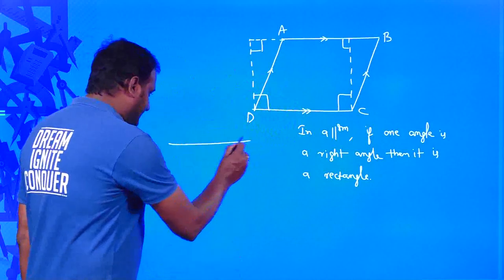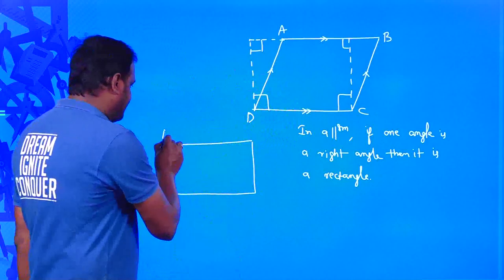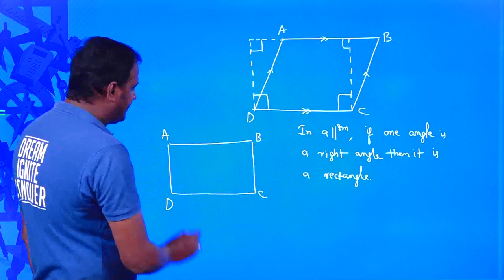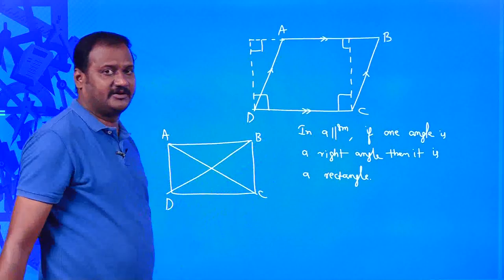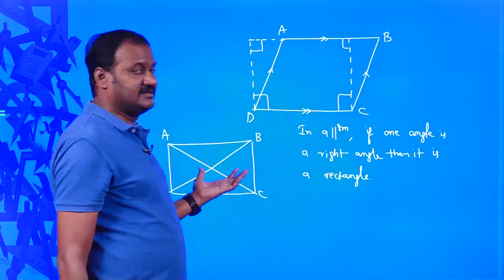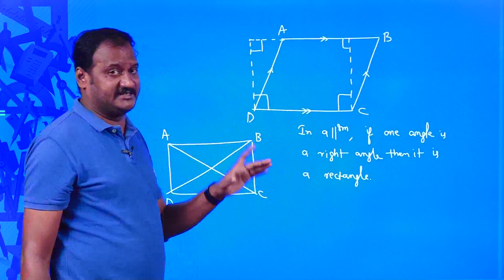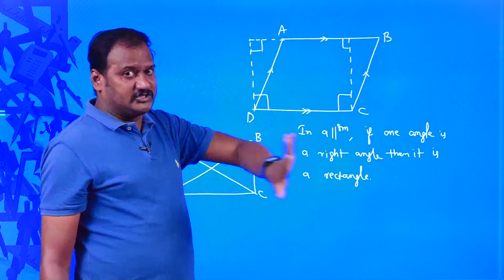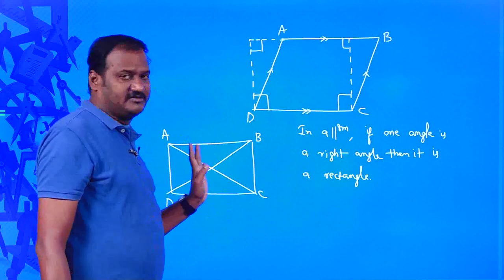If I take one rectangle, so this is one rectangle, for example, let us name this rectangle A, B, C, D. Okay? This is one diagonal and this is one more diagonal. Since it is also a parallelogram, the diagonals bisect each other, but not perpendicularly. Diagonals bisect each other perpendicularly only in a rhombus so far. Okay? But here you cannot say that this angle is equal to 90 degrees.